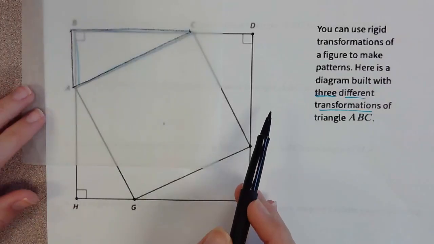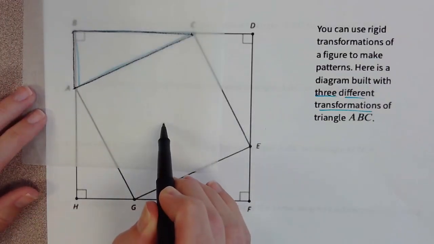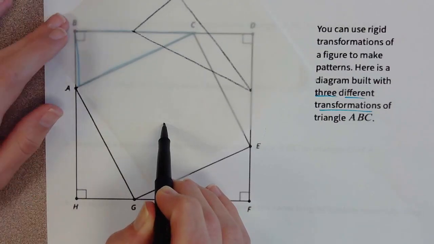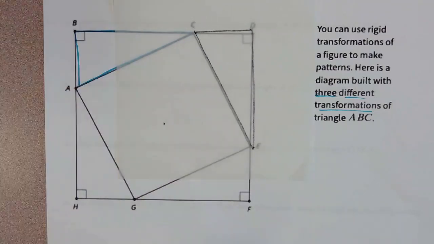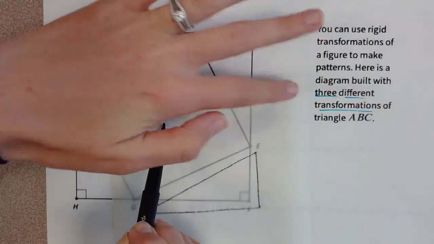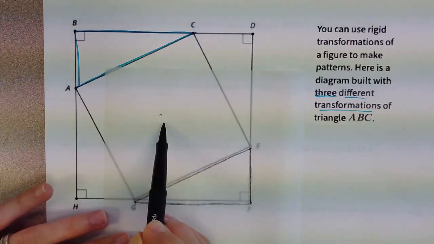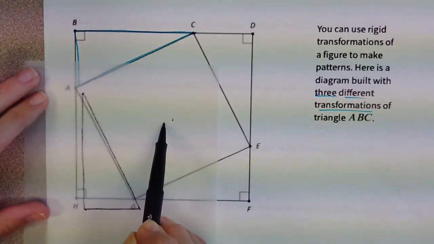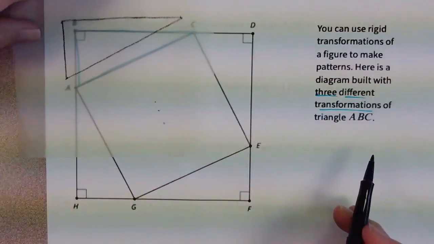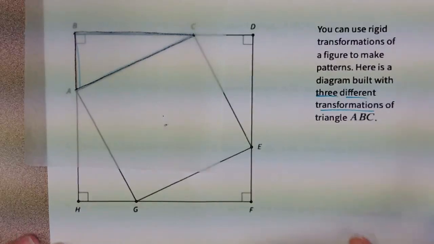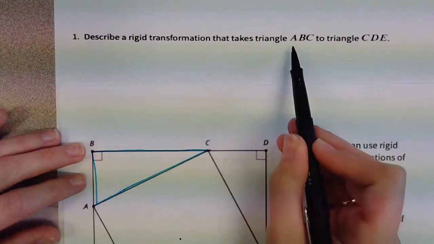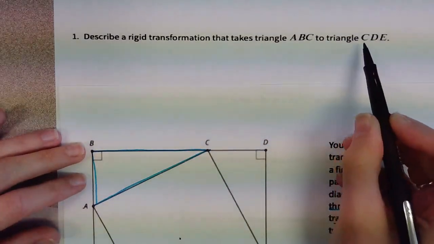So if I keep my triangle on ABC, the original, and I put my pen or pencil on the center of the square on my patty paper, and I start turning, you'll see that it ends up lining up with CDE. If I turn again, it lines up with EFG. Again, it's not perfect, but if I turn again, it lines up with AGH. So first we're going to identify that it is a rotation that is happening. Now, the first question is, describe a rigid transformation that takes triangle ABC, my blue triangle, to triangle CDE.